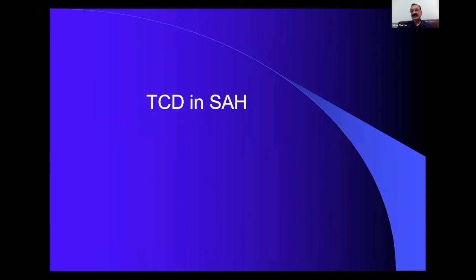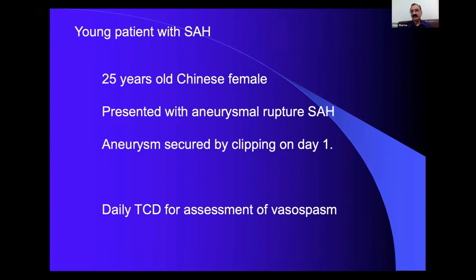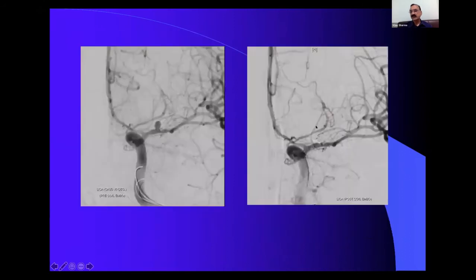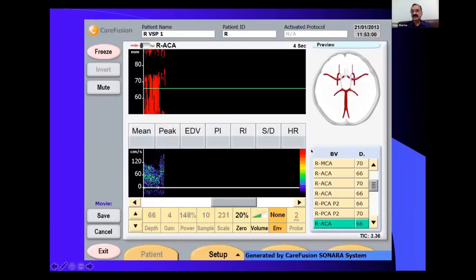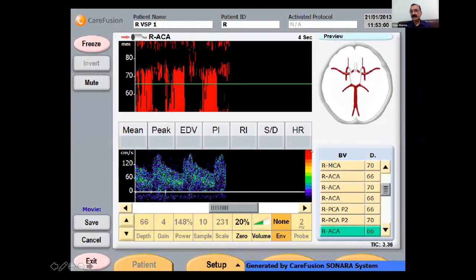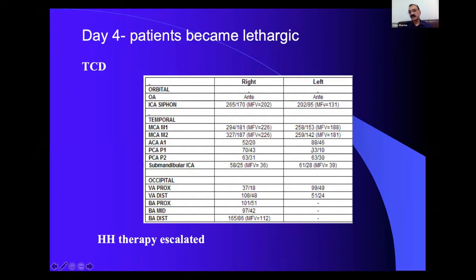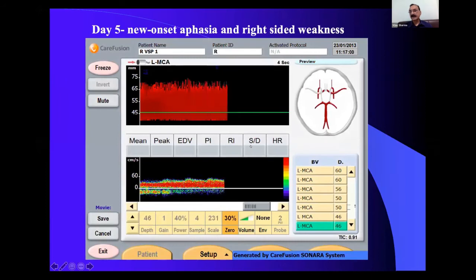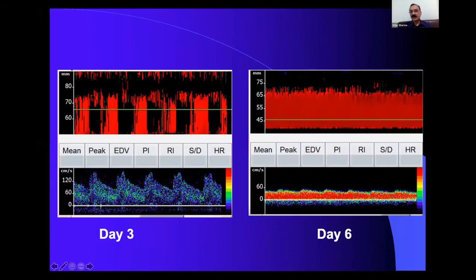Subarachnoid hemorrhage, TCD was invented actually for subarachnoid hemorrhage monitoring. For vasospasm, I'm just going to show this young patient having this ruptured aneurysm on the left MCA. We coiled it on the same day. There was a mild vasospasm, progressed on day 4 to severe vasospasm on both sides. This is what happened to this patient. So this is a remarkably different TCD between day 3 and day 6.